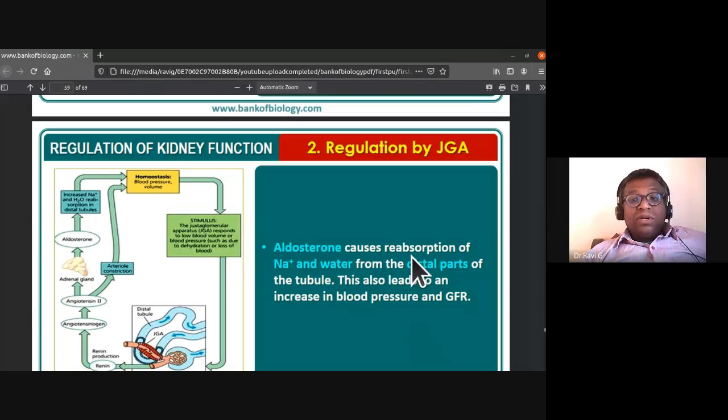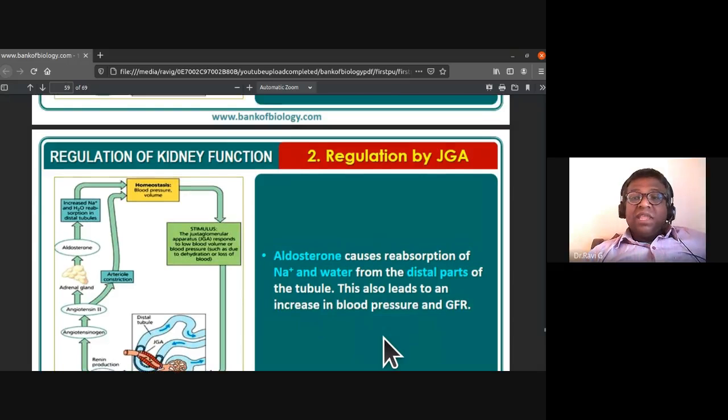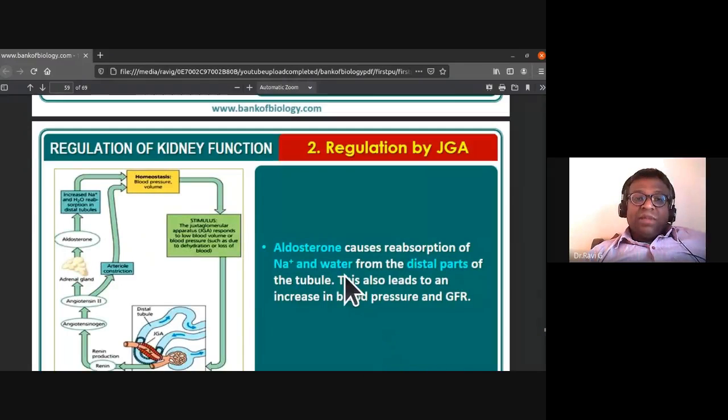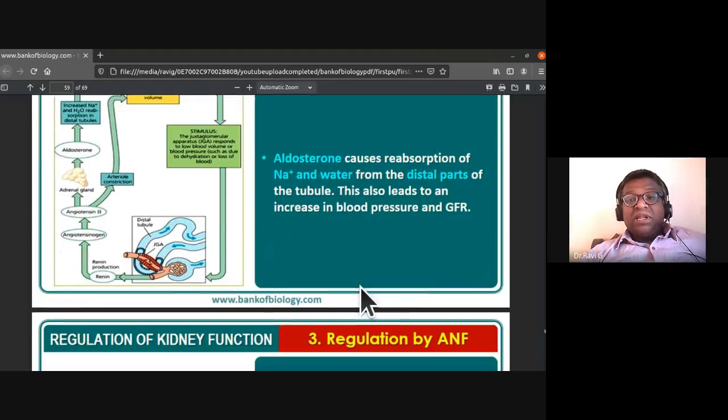So aldosterone causes reabsorption of sodium ion and water from the distal parts of the tubule. This also leads to an increase in blood pressure and glomerular filtrate rate. The aldosterone secreted by the adrenal cortex causes reabsorption of sodium ion and water, and once they are reabsorbed, this increases the blood pressure and glomerular filtrate rate. That is how the action of renin and angiotensin 2 increases the blood pressure and glomerular filtrate rate.